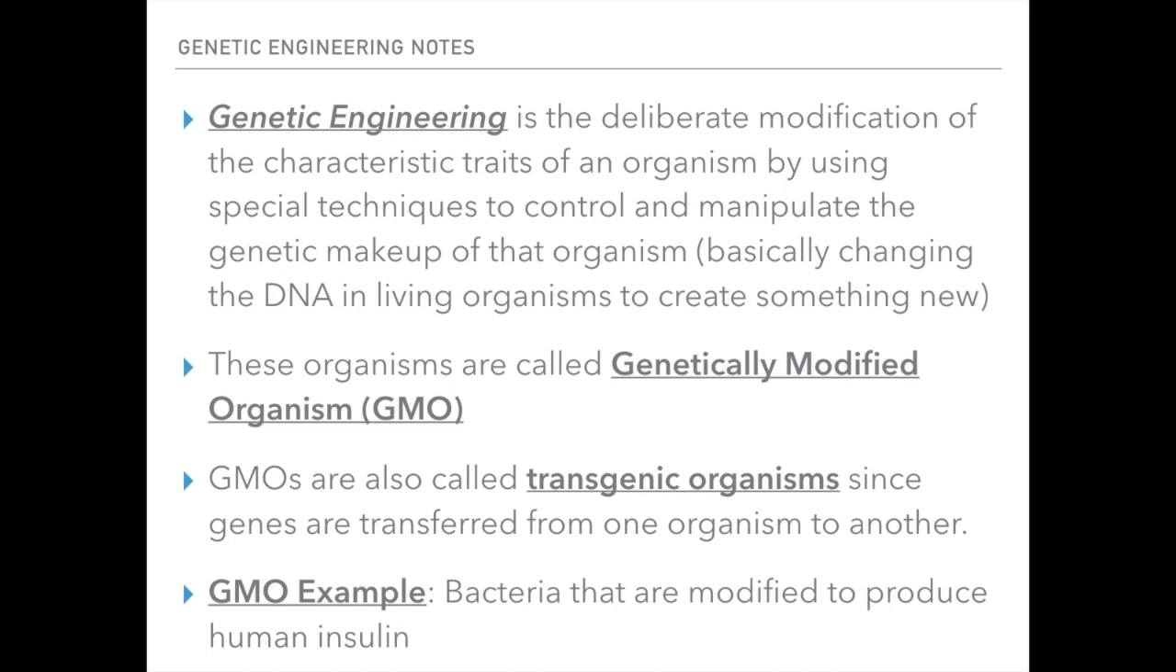Some other examples of GMOs. The grapes that taste like cotton candy. Those are genetically modified organisms. They even were able to get fish to glow in the dark. And I think they even tried that on tomatoes to glow in the dark.